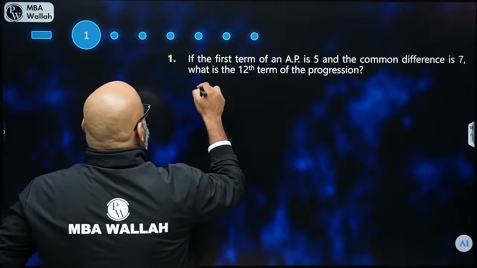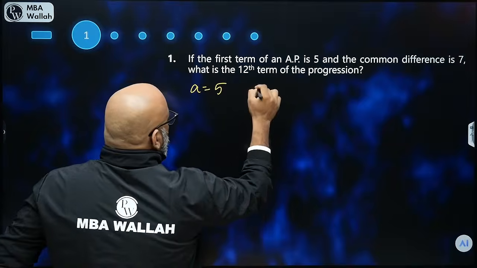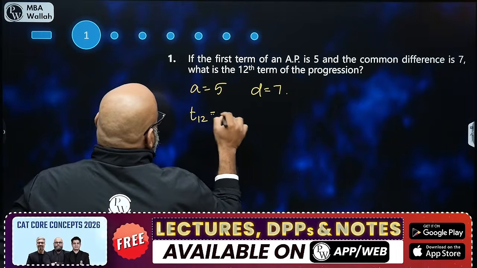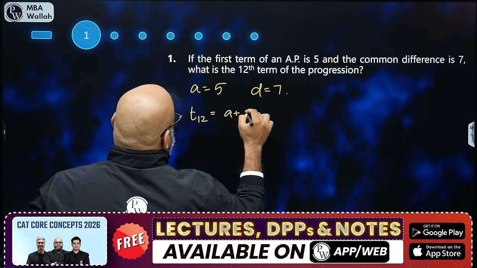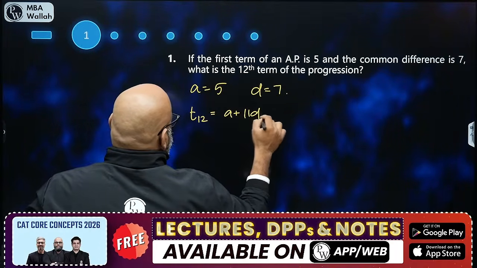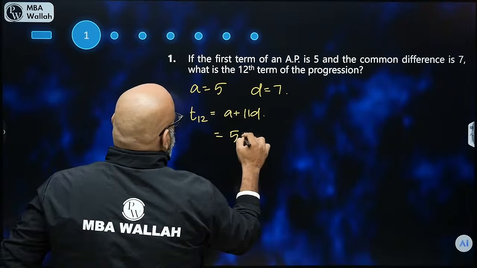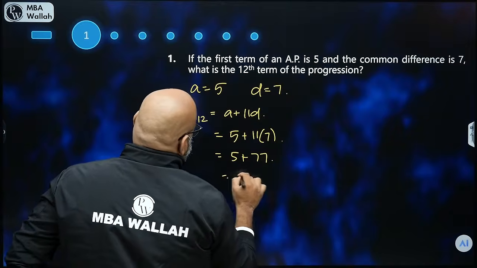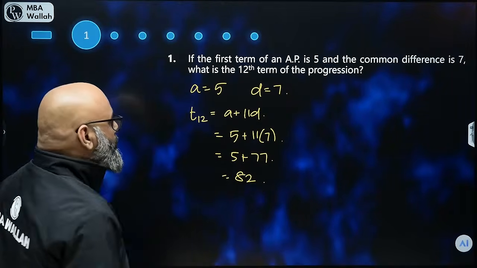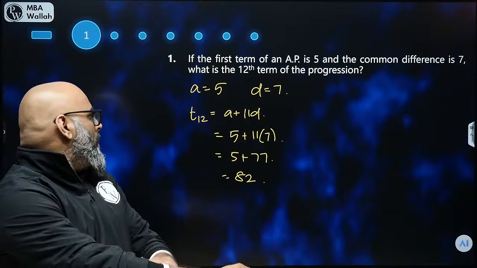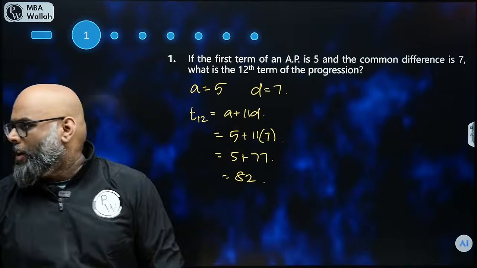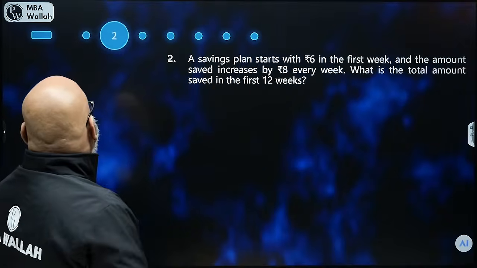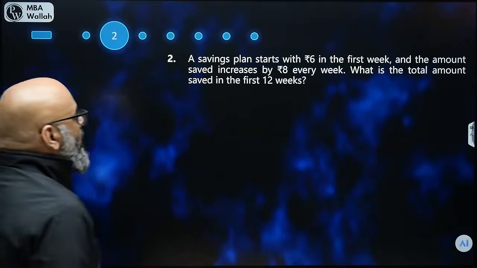We have been given that A is equal to 5, D is equal to 7. T12 is asked, which is A plus 12 minus 1, that is 11D, which will be 5 plus 11 into 7, 5 plus 77, 82. Simple. Any doubts? Are we good here? Nothing tricky, nothing fancy about this. We just hang on and we get it done.